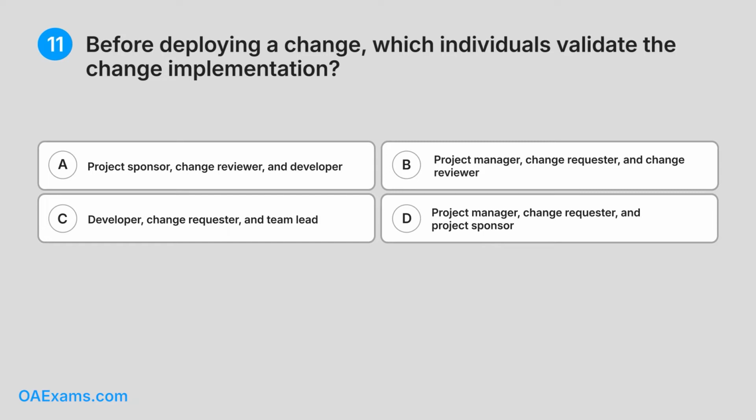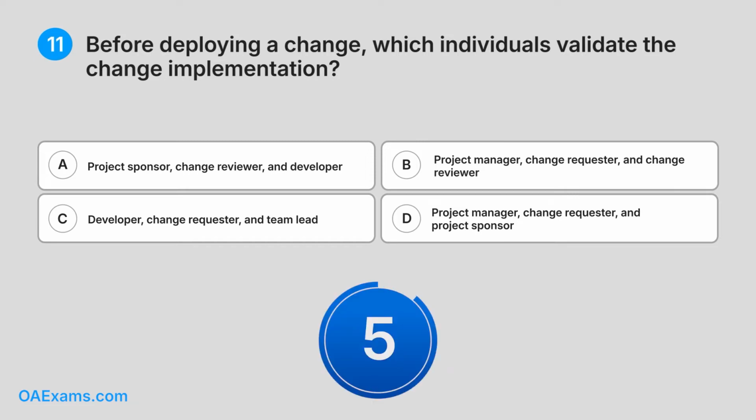11. Before deploying a change, which individuals validate the change implementation? A. Project sponsor, change reviewer and developer. B. Project manager, change requester and change reviewer. C. Developer, change requester and team lead. D. Project manager, change requester and project sponsor. Do you know the answer?